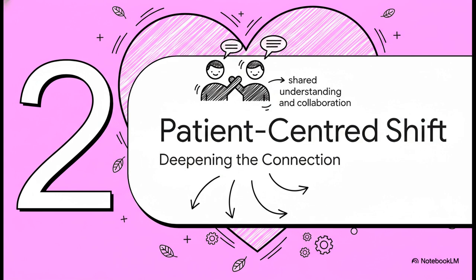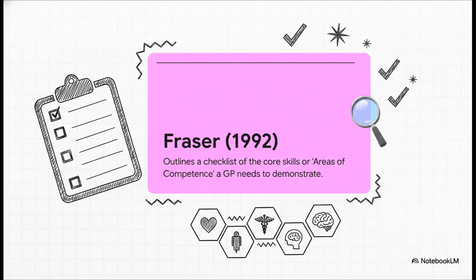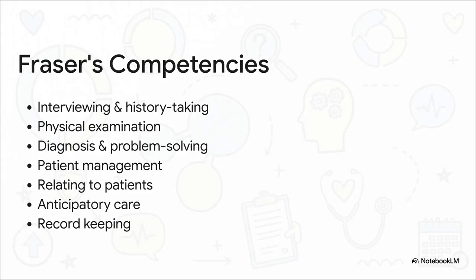These next few frameworks take those ideas of shared understanding and collaboration and put them right at the very heart of everything. Fraser's model from 1992 is a little bit different. It's less of a step-by-step guide for the consultation itself and more of a checklist of the core skills or areas of competence that a good GP really needs to have. So the key thing to get here is that this isn't really a flow for a single consultation. It's more of a list of the abilities you need to have in your back pocket.